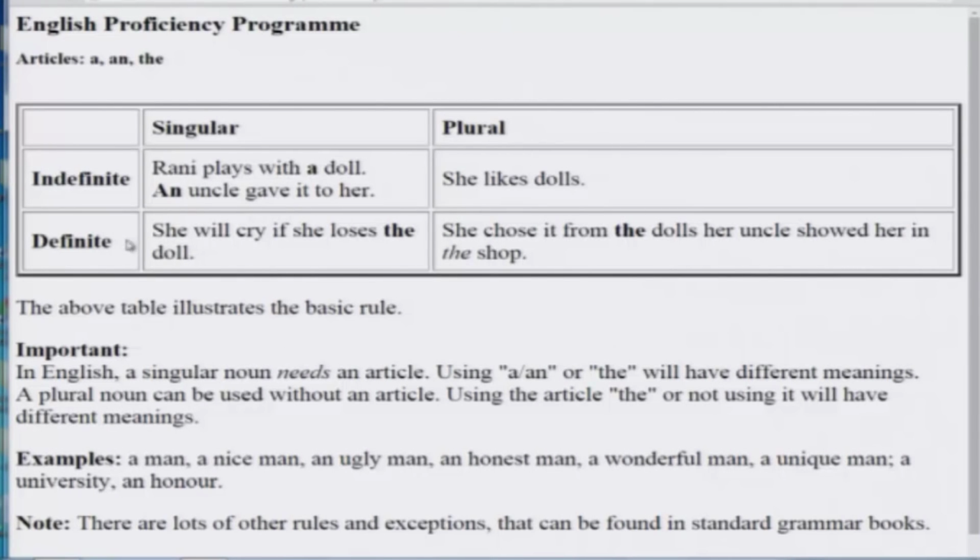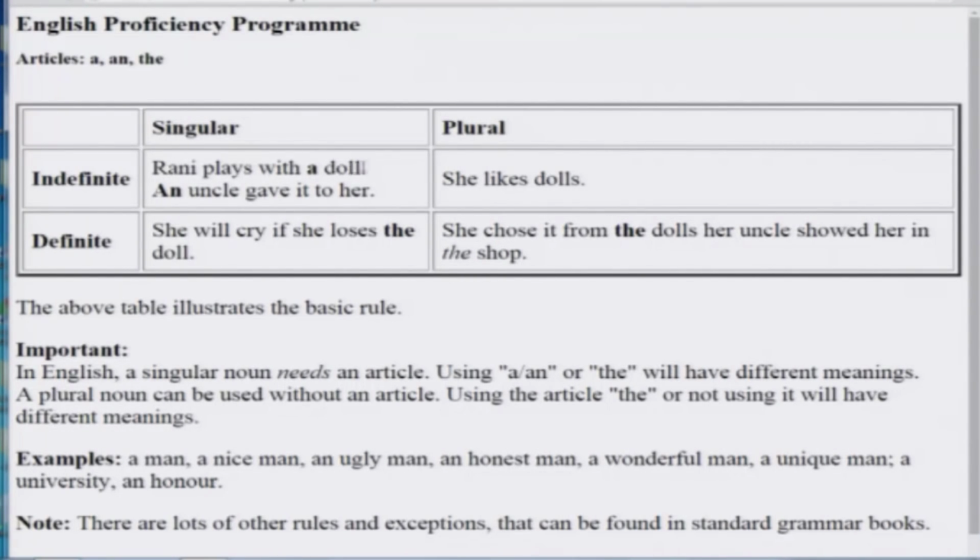In English, there are three adjectives, a, an, and the, which are called articles. The basic rule is coded in this table. Rani plays with a doll. रानी गुड़िया से खेलती है. गुड़िया से बोलिए या एक गुड़िया से बोलिए, बात एक ही निकलती है. अभी तक उस गुड़िया की बात नहीं हुई है. Till now we have not talked about that doll. So the doll is coming into the picture for the first time in the discussion. So then we say a doll without identifying which doll it is.